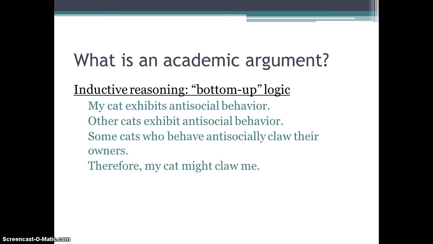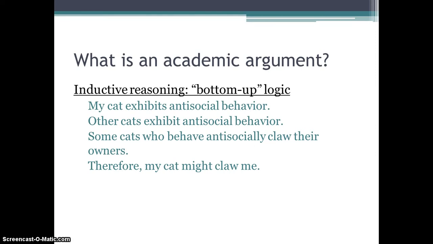We're going to go on and talk about inductive reasoning. This is sometimes thought of as bottom-up logic. So it's based on an example or an observation, instead of starting with that overarching law. This is going to be an individual example, and then we're going to compare it to wider experience. In this case, we've got: my cat exhibits antisocial behavior. Some other cats exhibit antisocial behavior. Some cats who behave antisocially claw their owners, therefore my cat might claw me.